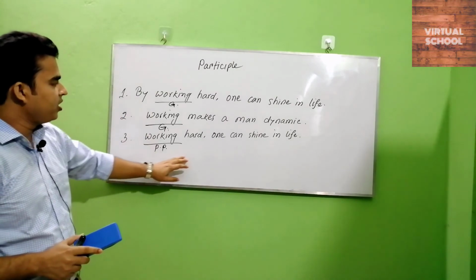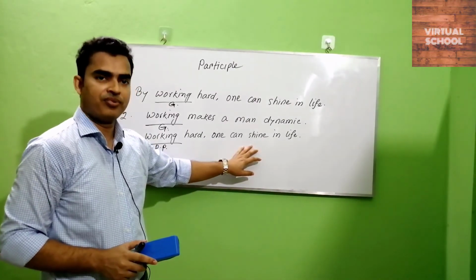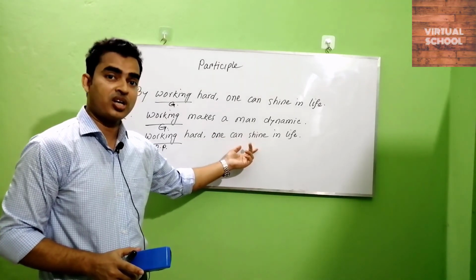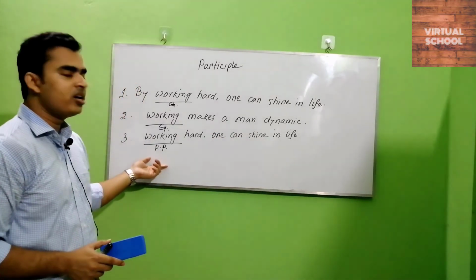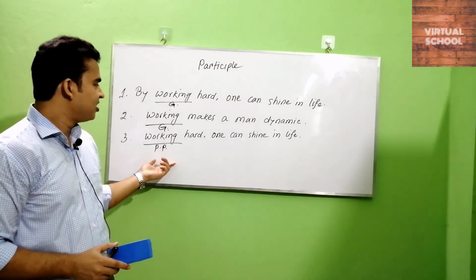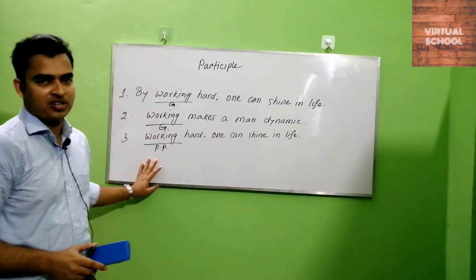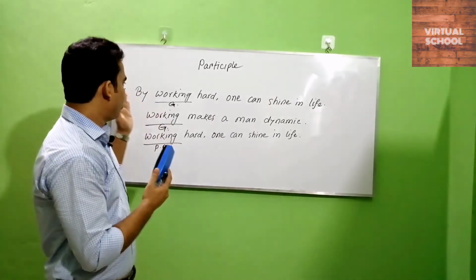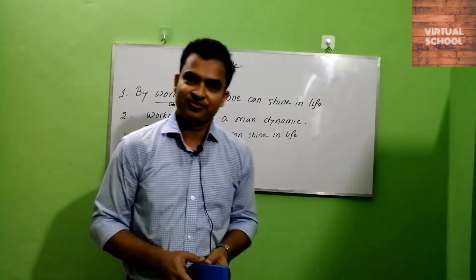But working hard, one can shine in life. How can one shine in life? The answer is working hard. Here, this is a present participle. Okay, so this is the difference between present participle and gerund.